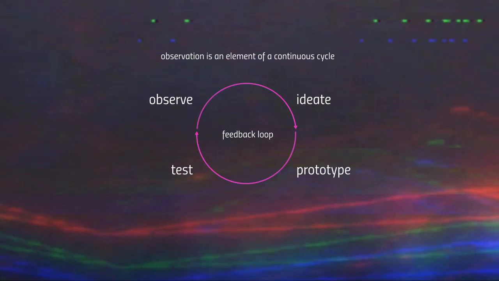And that being said, you need to also remember that this process is not linear. It's not a one-off set of operations. It's a cyclical process, a loop, as it were, which operates on the basis of observation, ideation of possible approaches, prototyping those ideas, testing them in practice with users, and then observing their reaction, right? So it's an element of a continuous cycle, a continuous feedback loop. Your project should be mirroring that.